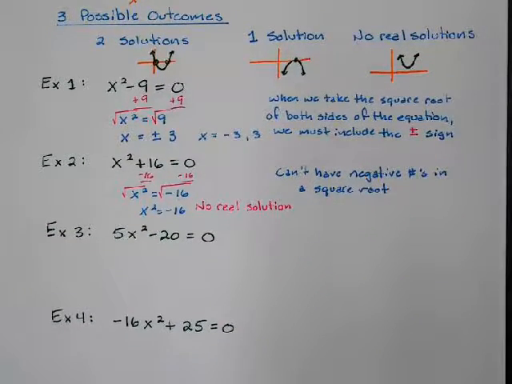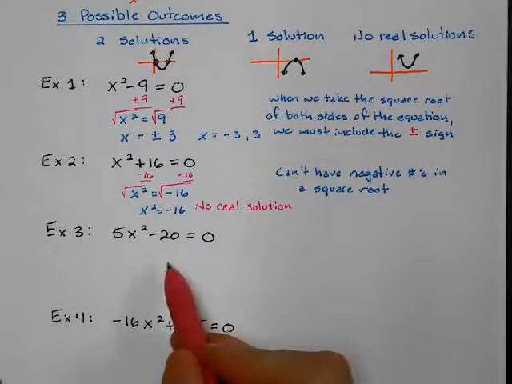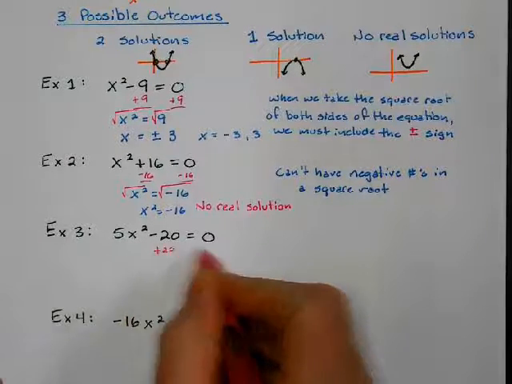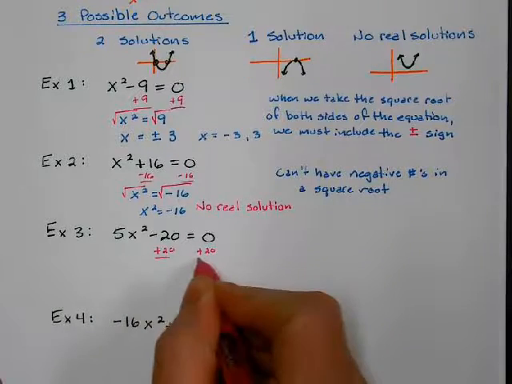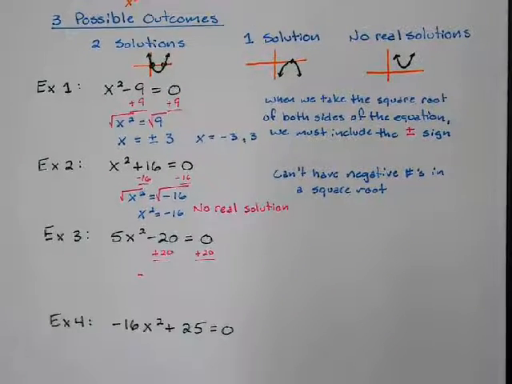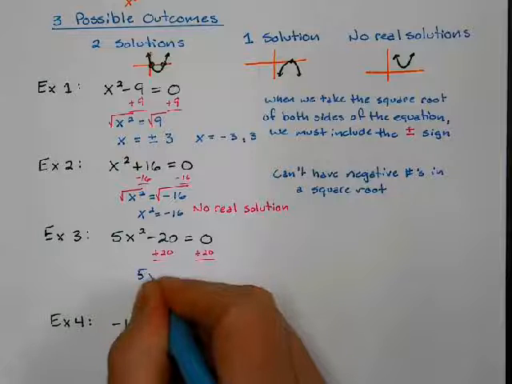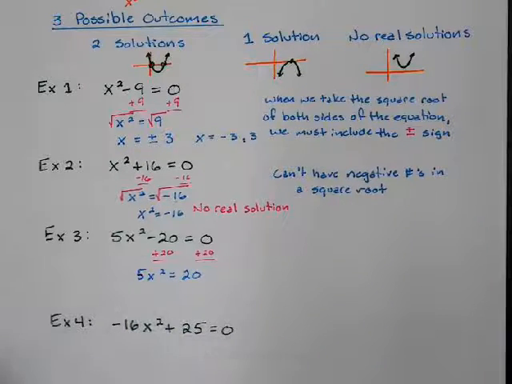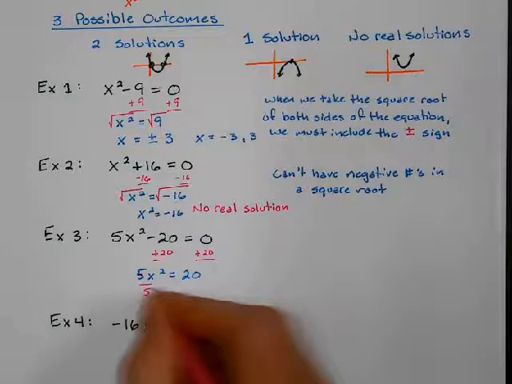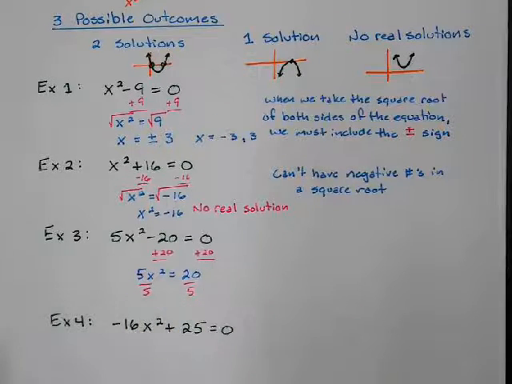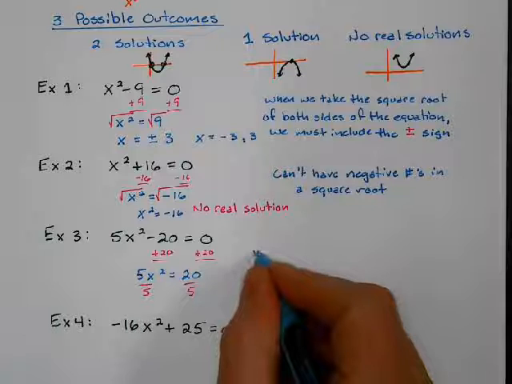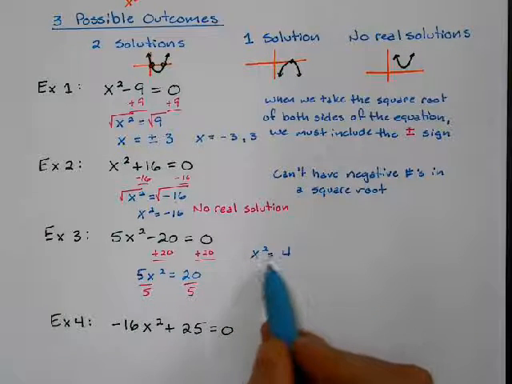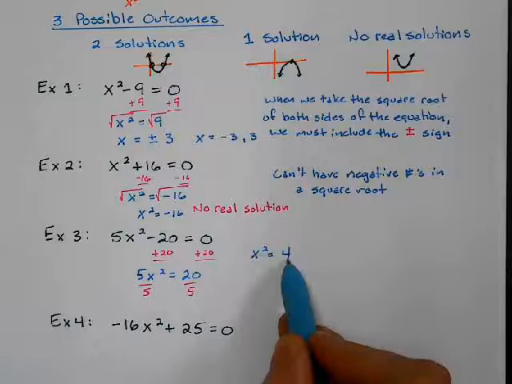All right, next one. Okay, so again, we're going to isolate the x squared. Our first thing is we're going to add 20 to both sides. And I get 5x squared equals 20. Still need to isolate the x squared, so I'm going to divide by 5 on both sides. When I do that, I end up with x squared equals 4. Okay, so right here, we're going to double check to make sure that this is positive because I can't have a negative square root. So everything's looking pretty good right now.